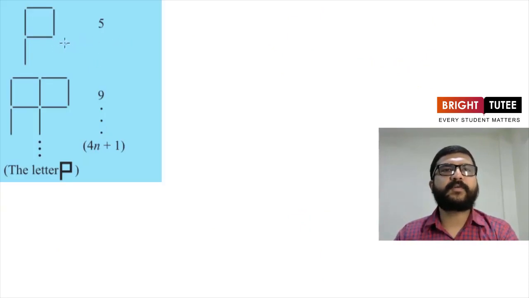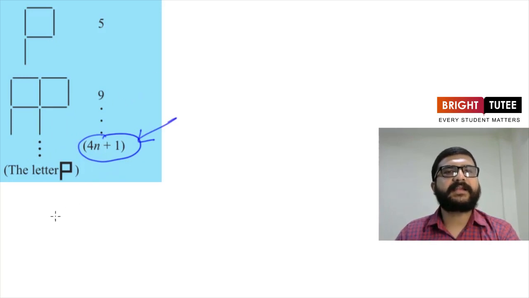Now here is one more pattern. It is for the letter P. See, in the first case there is only one letter P, and how many line segments are required? 5 line segments are required. And then in the second pattern there are 2 letters P, and the line segments required are 9. So it is given that for the nth pattern we'll have 4n plus 1 line segments.